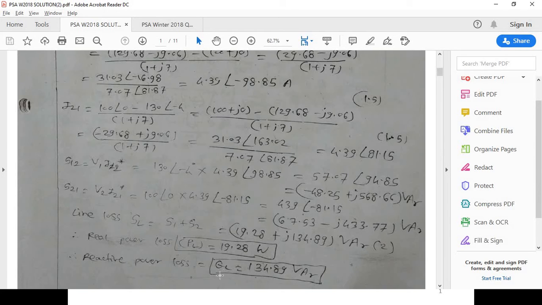And reactive power loss QL, here Q is the reactive power, L indicates the line loss, so QL is equal to 134.89, and what is the unit for the reactive power? Volt ampere reactive. So we have calculated the real power loss and reactive power loss. So don't make mistakes while writing the answer, always write the answer with its unit.